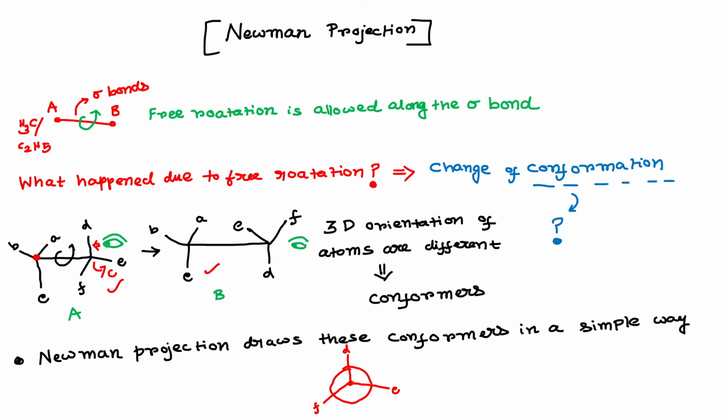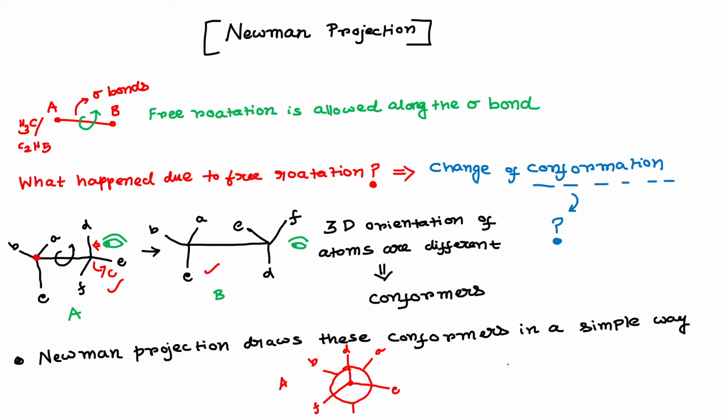Now if you go through this circle, you will reach the back side of this molecule. On the back side, you can see in the left side there will be B group, and in the right side there will be A group. So we will draw like this, and in the lower direction there will be C group. So this is the Newman projection of this molecule A.